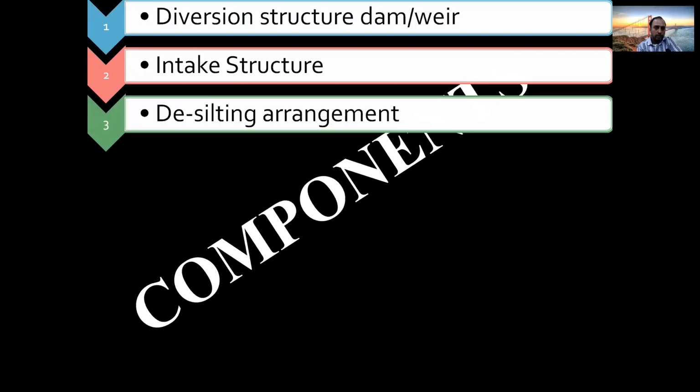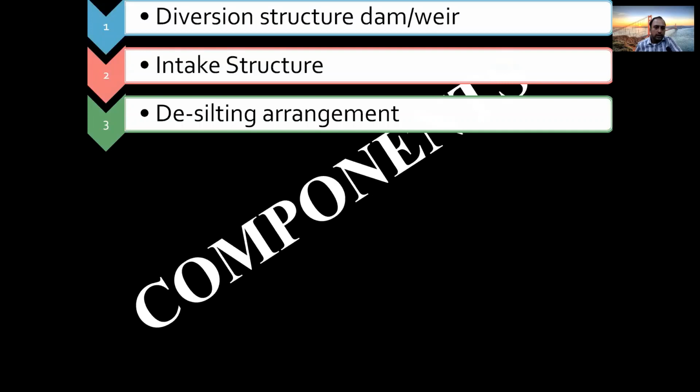Next, we have the desilting arrangement. It is generally provided in cases where the silt is more. The quantity of silt present in the river is more, maybe because the catchment has less forest, or the soil erodes much from the catchment, or any kind of reason. Wherever in the river you have a large amount of silt, it has to be removed from the water before generating power. There are two reasons for that.